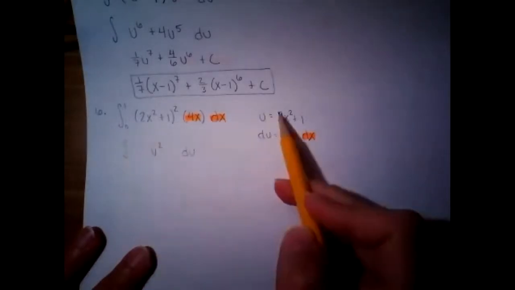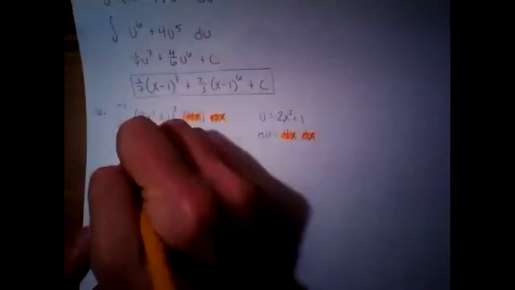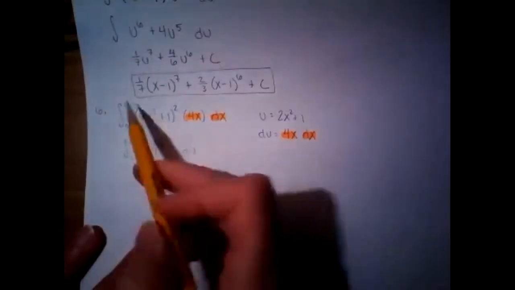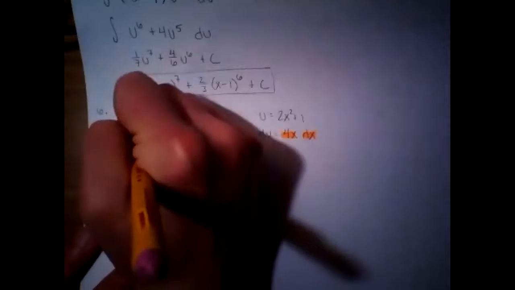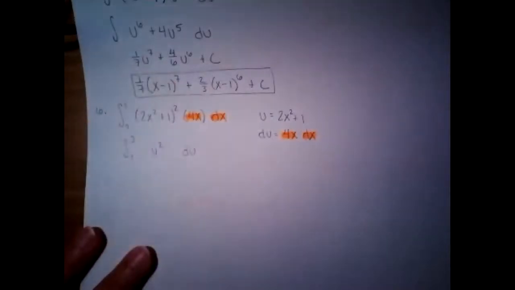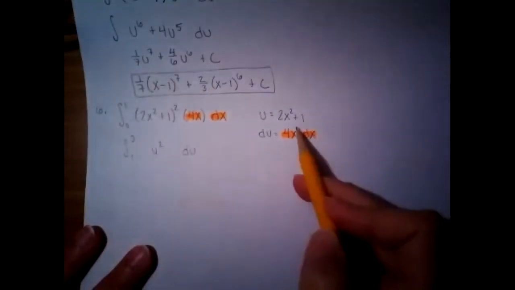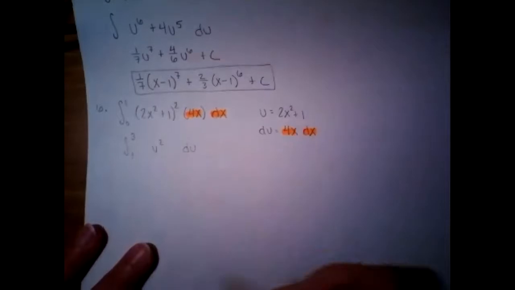So if we plug in 0 for x right here, that's going to give us 1. And if we plug in 1, that's going to give us 3. So you have to adjust the boundaries. And again, like I said, it's really easy to do. You just need to not forget.